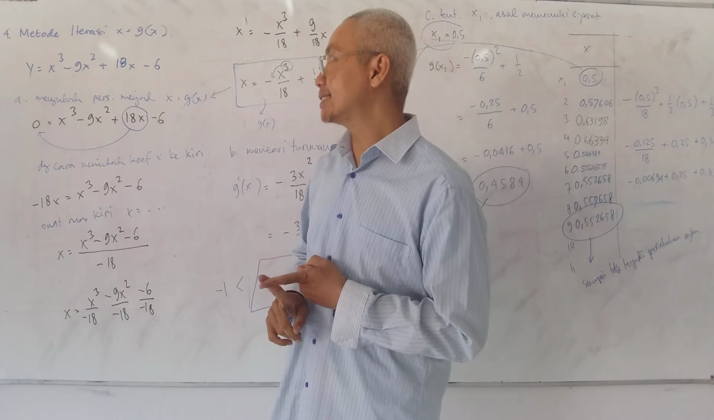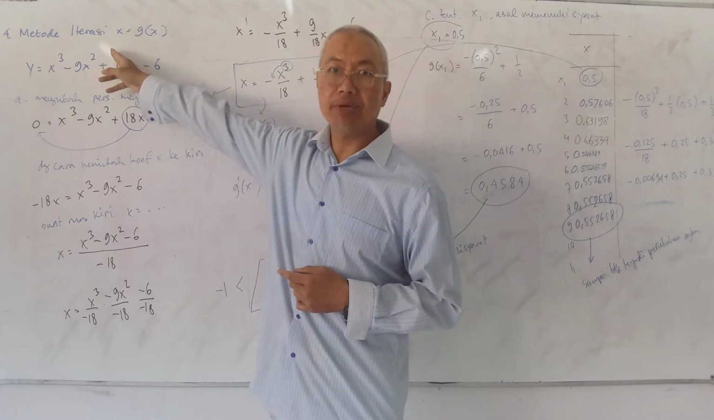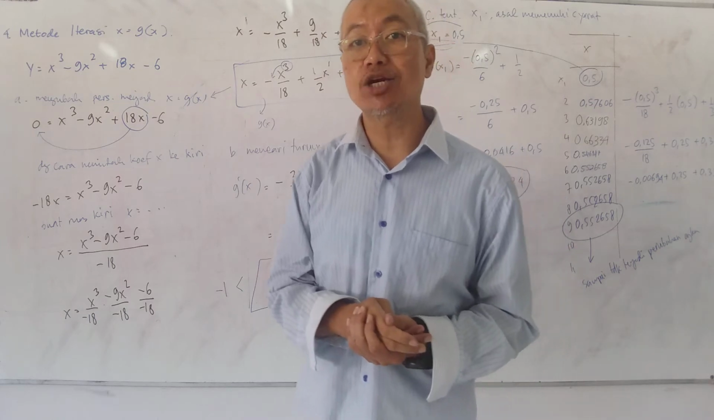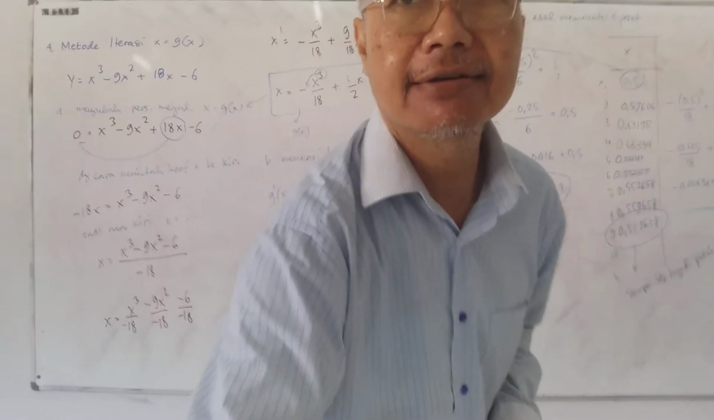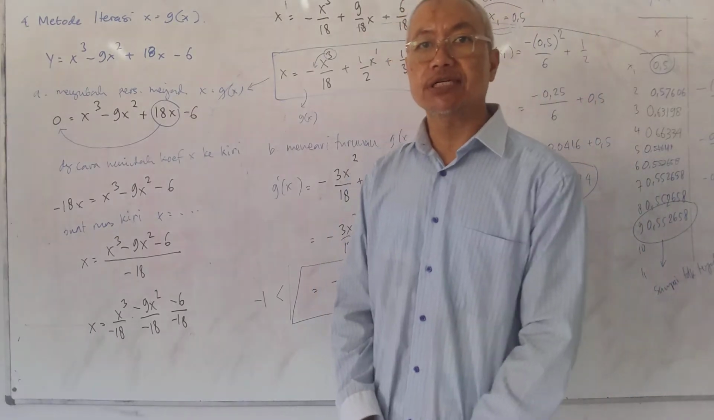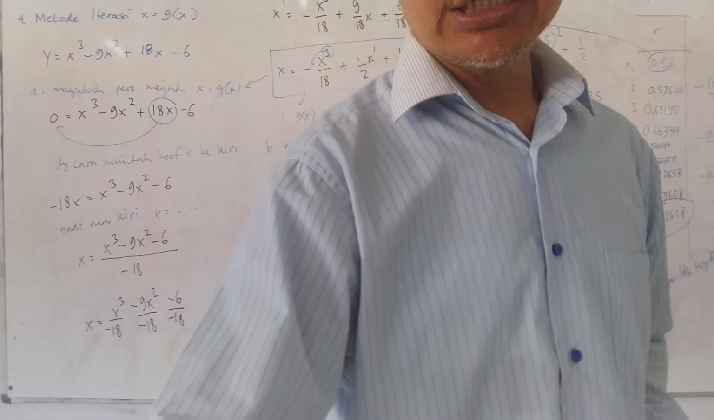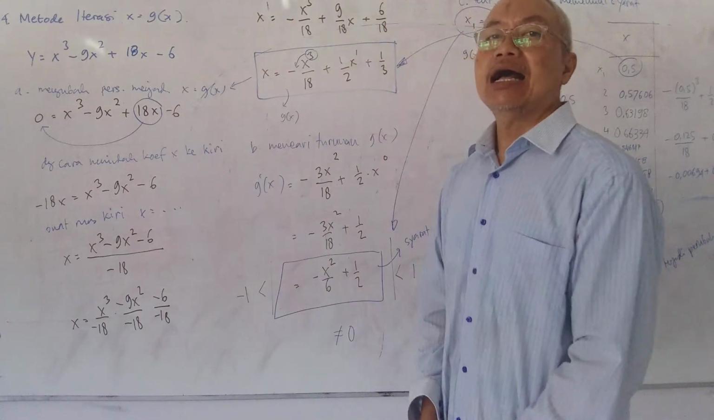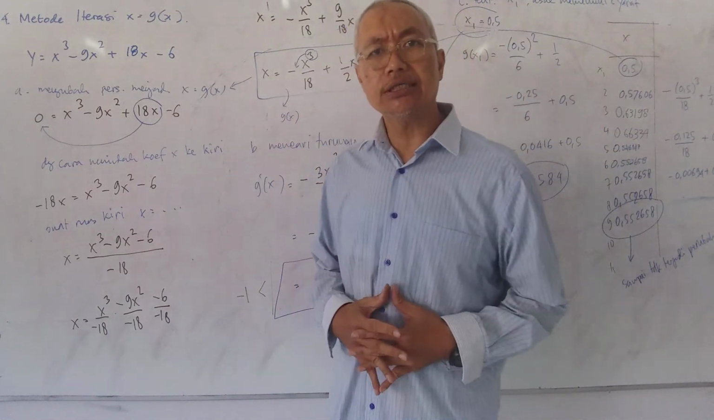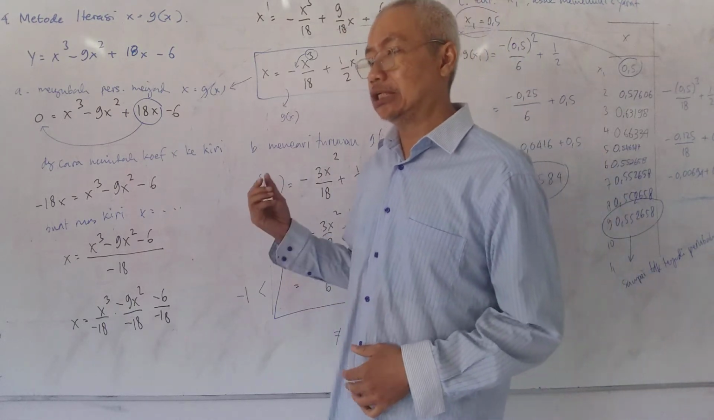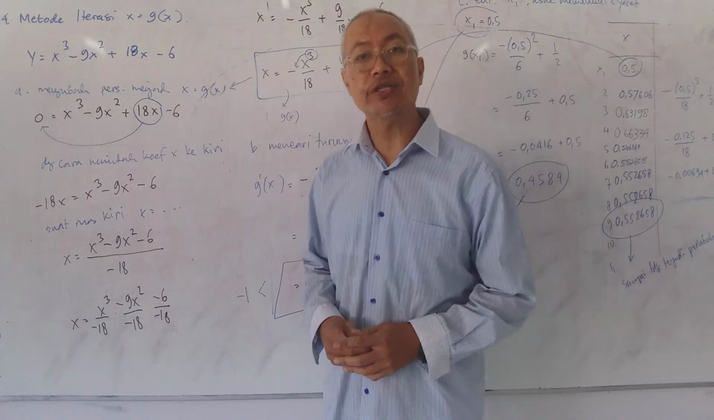The first one is the iteration x equal to g(x) method. And then the second one will be Newton-Raphson. I will start today's discussion with the iteration x equal to g(x) method. I don't want to talk any longer. I just want to give you an equation and how to solve this equation.